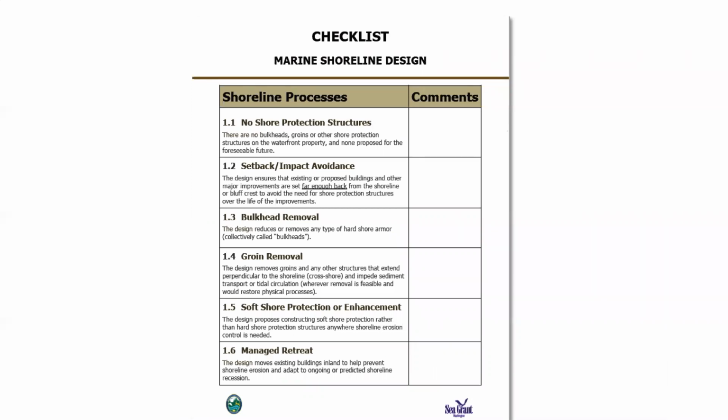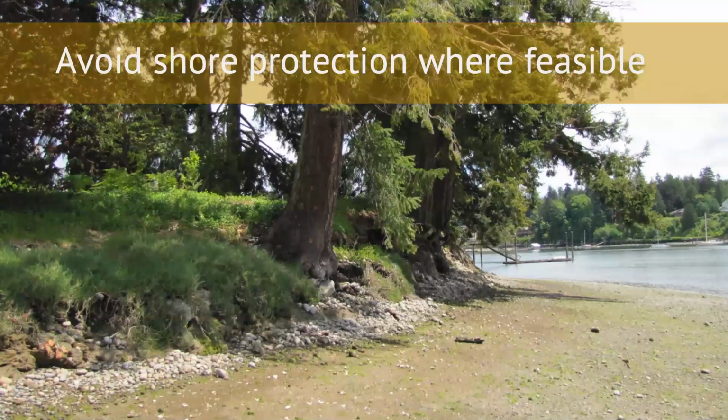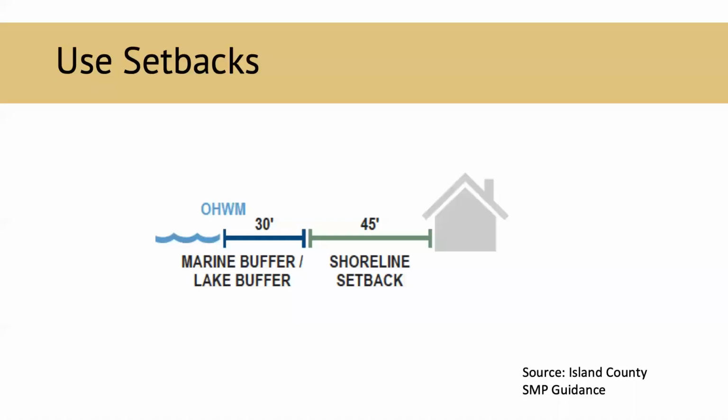And some of these will repeat things that we've already been talking about. So when you're evaluating the site, one of the first places to start is to determine, is it possible to avoid shore protection altogether? Has the design avoided bulkheads or groins or other shore protection, and can that be accomplished? And using the risk tool that Corey's talked about can really help with determining this. Then, for the existing proposed buildings and other major improvements, are they set back far enough from the shoreline or the bluff crest to avoid the need for shore protection over the life of the improvements?